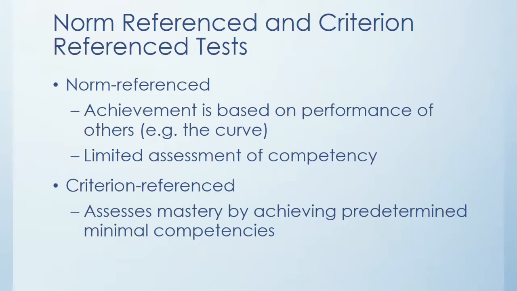So a norm referenced test represents the traditional achievement tests where the learners are evaluated against one another on test performance. So for a test, an 80% score on a norm referenced test might be an A if everyone in the class performed at a level below an 80%, or on a different test, an 80% might be a C if the mean for the test was 85%.